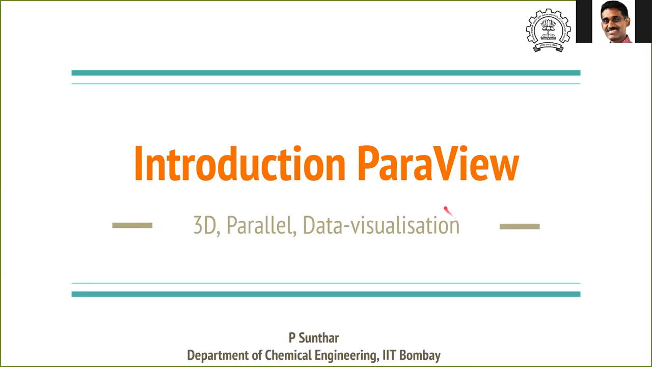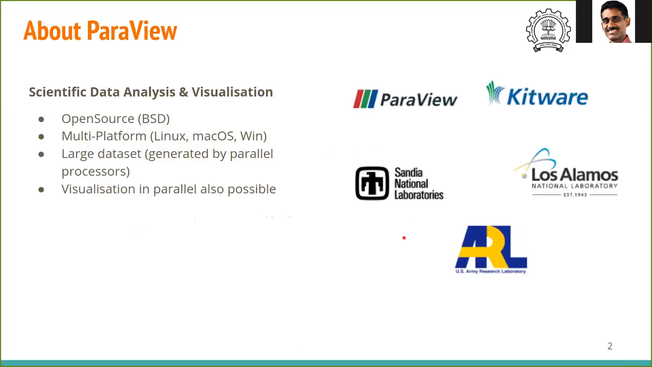This video is a short introduction and a broad overview of ParaView, which is a 3D data visualization software. ParaView is a scientific data analysis and visualization software. It is open source, licensed under BSD terms. It can be used on any one of these commonly used platforms: Linux, Mac OS or Windows.